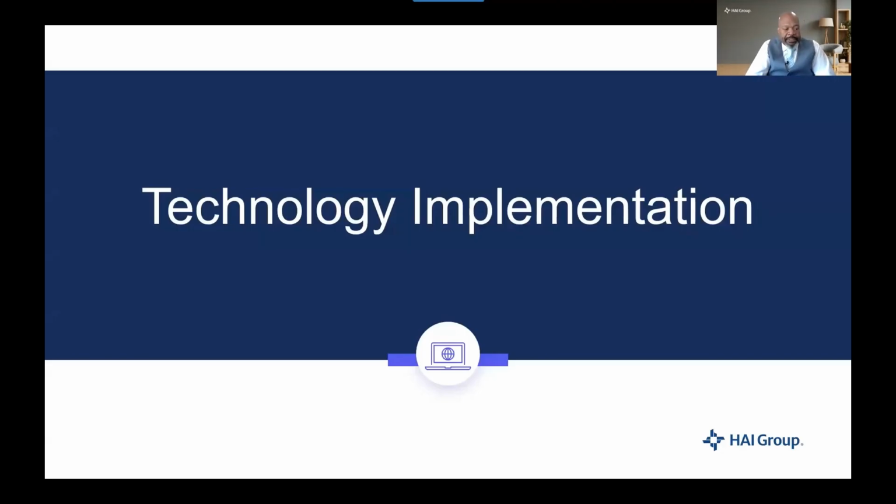So in 2025, 2026, the technology piece is picking up. We're going to talk a little bit about technology implementation.